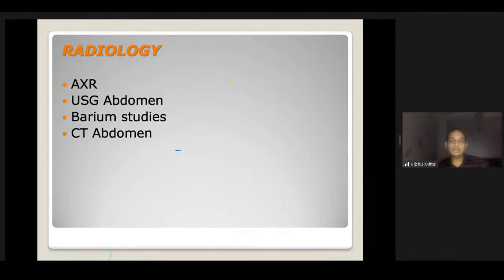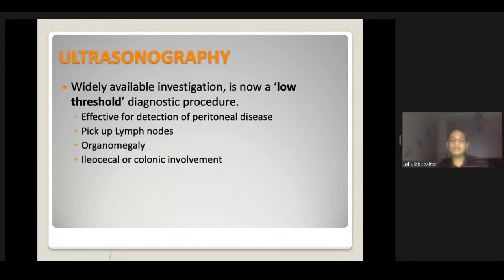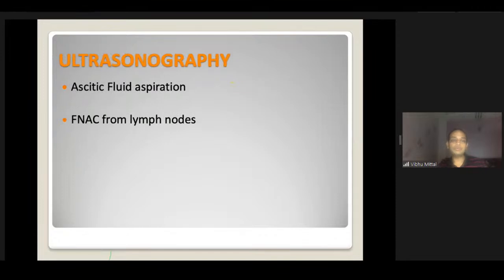After supportive investigations, radiology forms the backbone of investigations in evaluating the abdomen for tuberculosis. And the things we do: X-ray, ultrasound, barium, not so commonly done now. I'll say not done routinely now, and CT abdomen. Ultrasound is a widely available investigation, a low-threshold diagnostic procedure. It gives you valuable information, especially for peritoneal disease, can pick up lymph nodes, organomegaly, and occasionally can also talk on ileocecal and colonic involvement. It is also very useful to pick up samples, fluid aspiration or FNAC from lymph nodes.